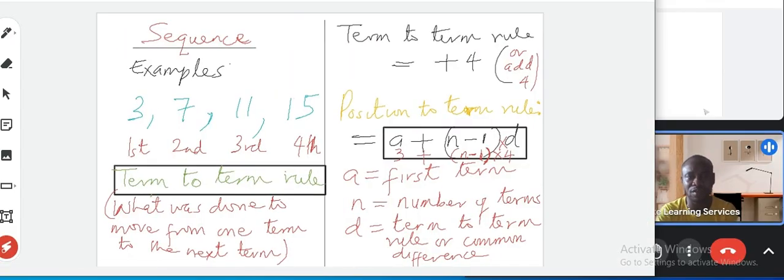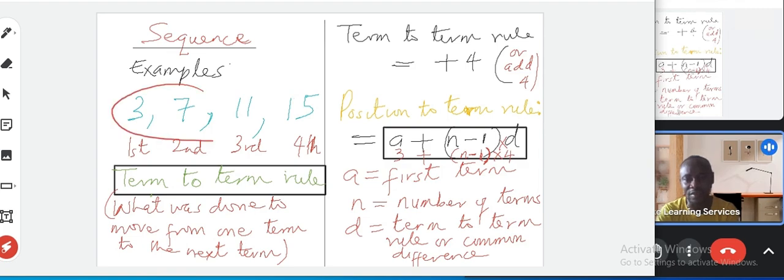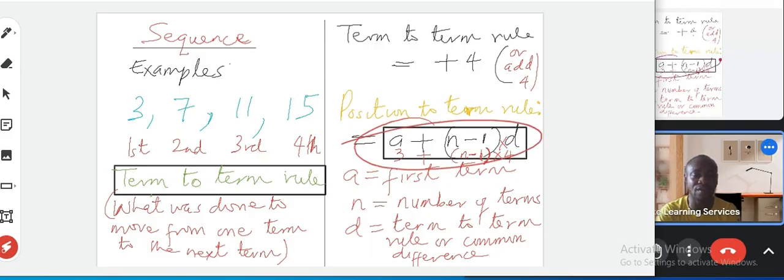Okay, go to the previous page again where we started, page 4. A very quick review, page 4. Now this is the sequence 3, 7, 11, 15, right? By the way, this particular sequence is called arithmetic sequence. There are other types of sequence. And this formula is for arithmetic sequence. There's another formula for other types of sequence.